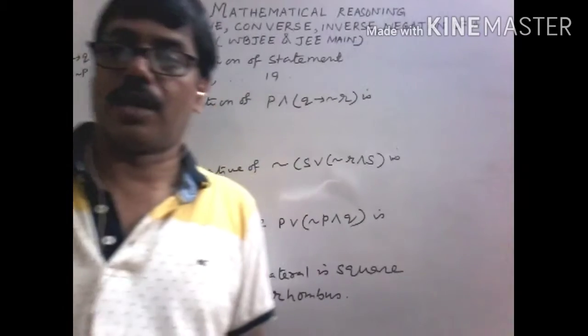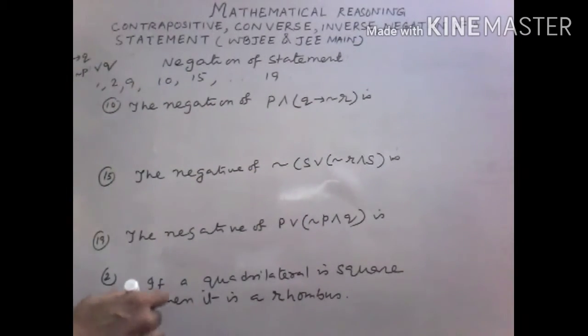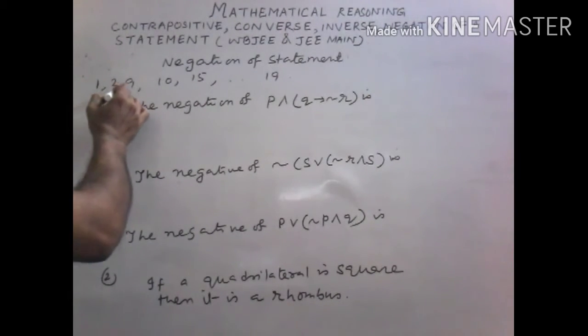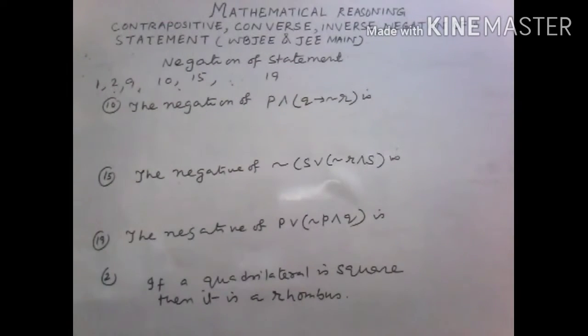Now we consider how to find negation of a statement. So look, from the description, you can find problems 1, 2, 9, 10, 15, 19. They are negations of a statement. So problem number 2.